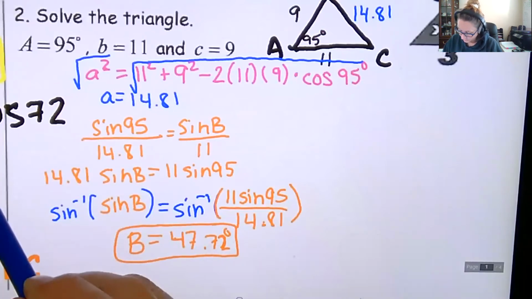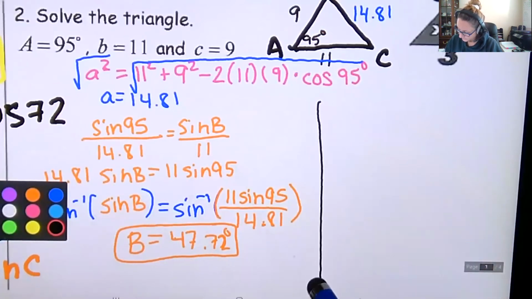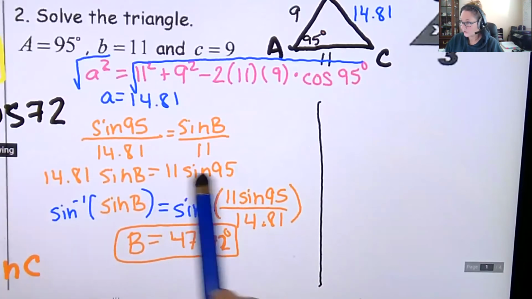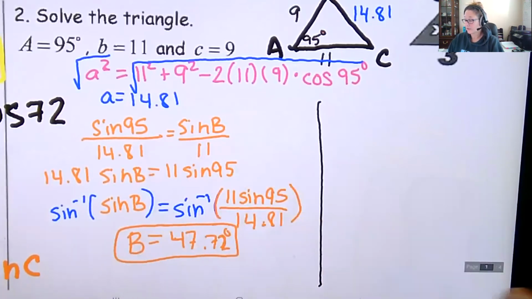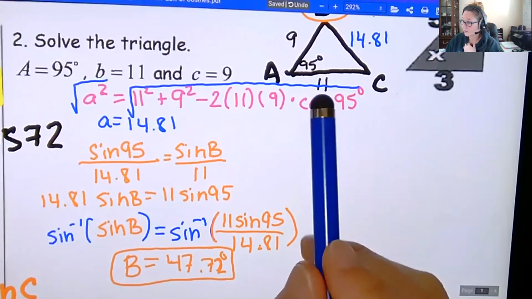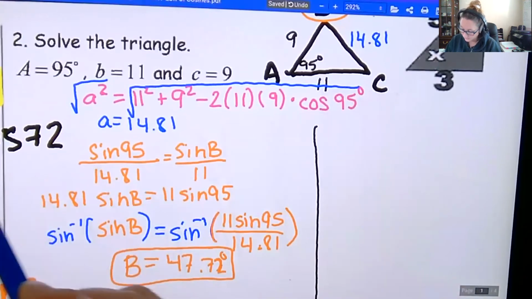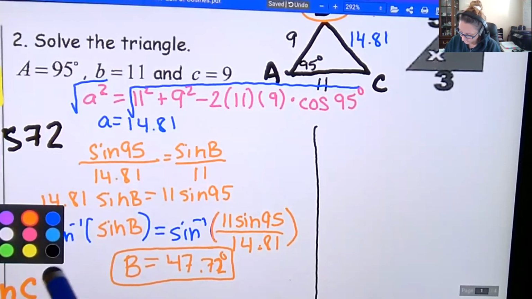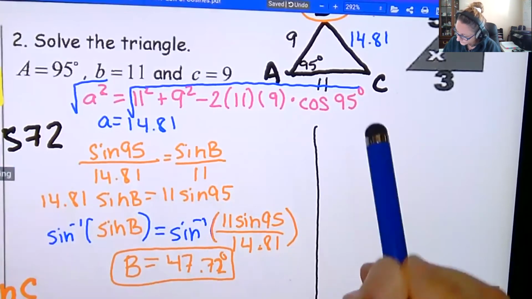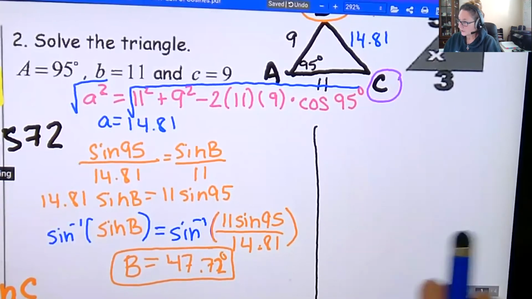And I'm just going to draw a line just to kind of organize myself. And I'm going to do basically the same thing, but this time I'm going to be looking for angle B. I'm sorry, angle C. So let's say I do C in like a purple. Okay, so we're looking at C here.